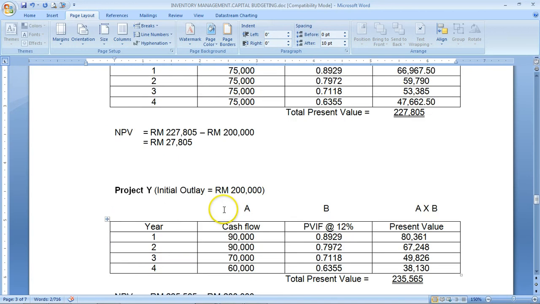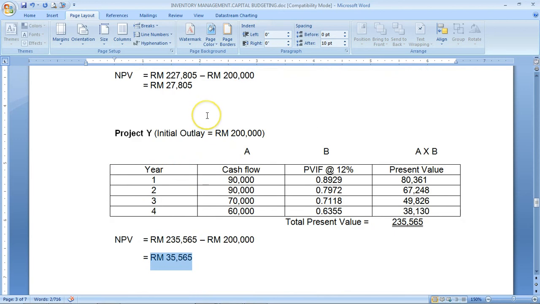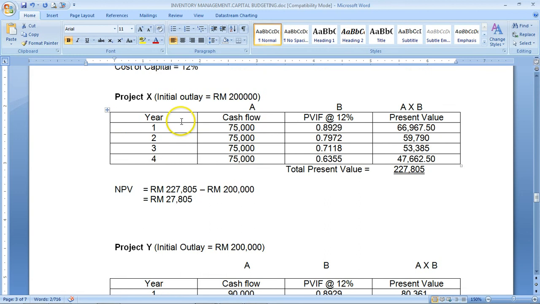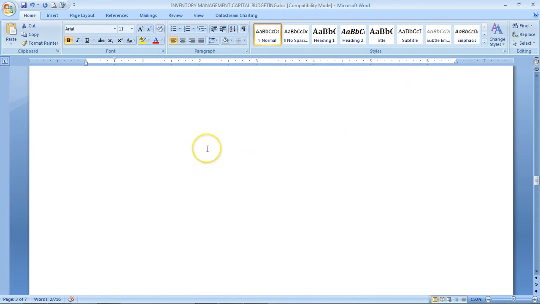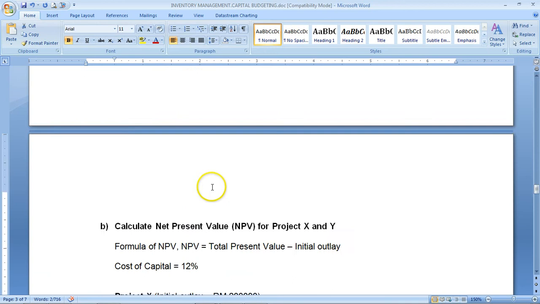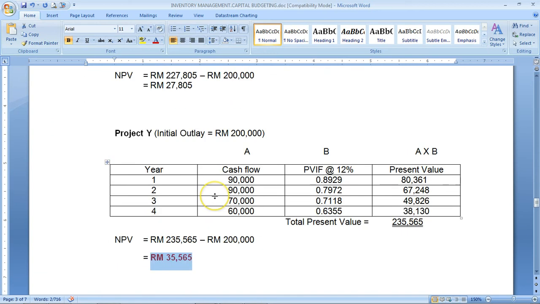Both are positive, very good. But we will focus more on this: for payback, lower is better; for NPV, positive only, and higher is better. So we highlight this first because its NPV is higher, positive and higher compared to project X. So as you can see here, project Y has the lower payback, which is good, and project Y also has a higher NPV. So that is net present value.